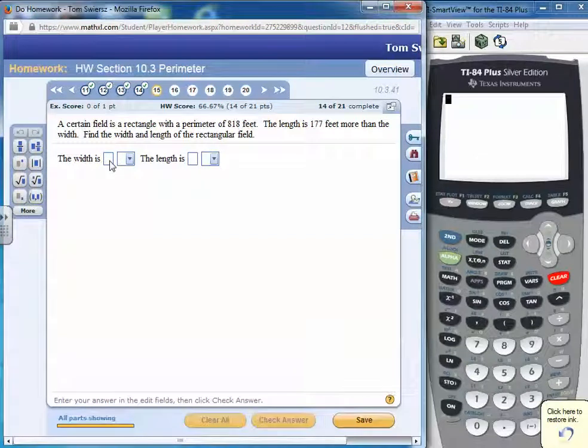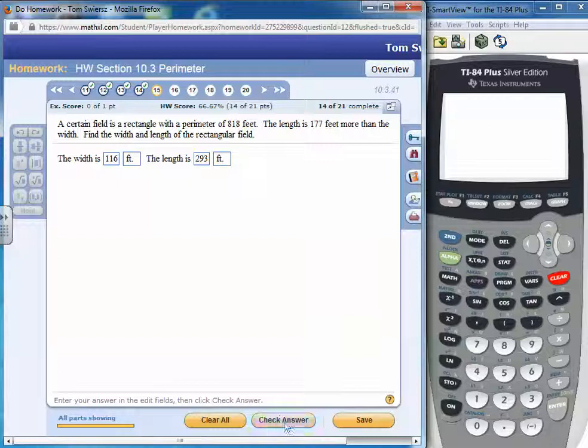The width is 116, and everything is given in feet, right? It's a linear measure. The length we said was 293, and again, everything's in a linear measure, so just feet.